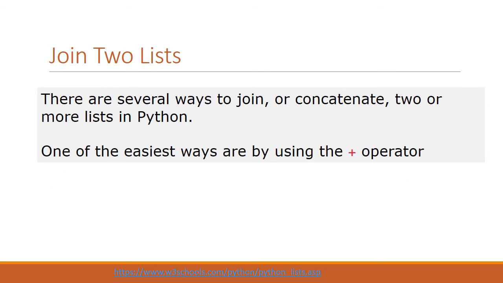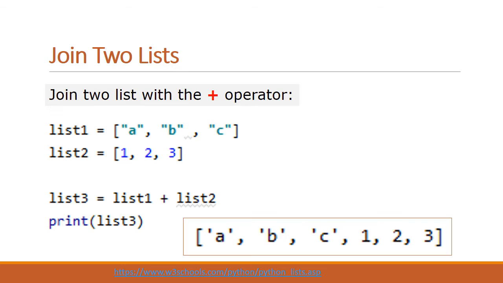There are several ways to join two lists. One of the easiest ways is using the plus operator. Here's an example of joining two lists using the plus operator. List 1 contains the elements A, B, C. List 2 contains the integers 1, 2, 3. Then we can assign a new list, list 3, the values in list 1 plus the values of list 2. Therefore, list 3 has the elements A, B, C, 1, 2, 3.